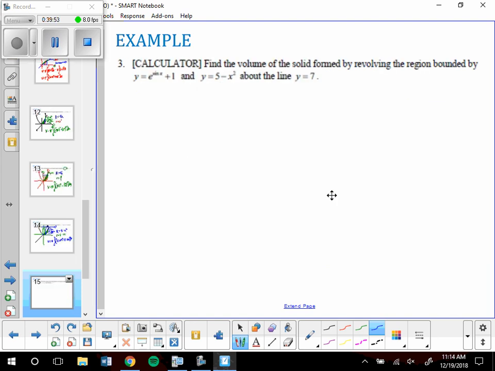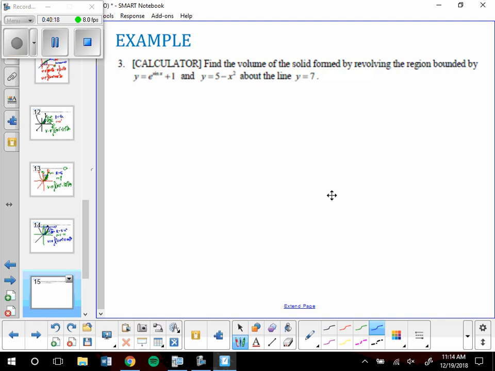So all of these, have we picked up a calculator yet? No. For evaluating some of them we'd use our calculator, but we've drawn all these functions without one. This one, you're gonna use a calculator for. You should not sketch it by hand. Find the volume of the solid formed by revolving the region bounded by y equals e to the sine x plus 1 and y equals 5 minus x squared about the line y equals 7.